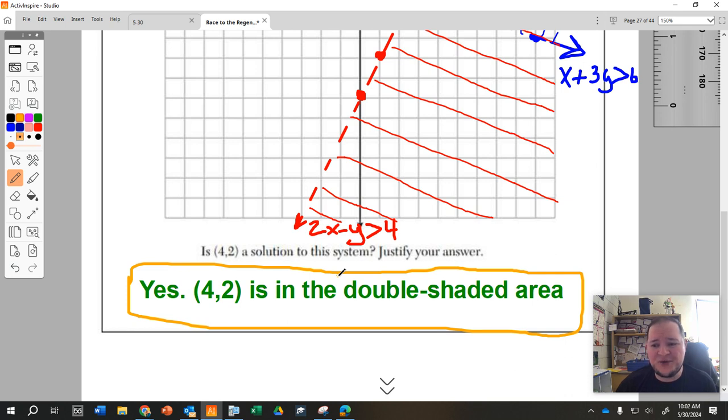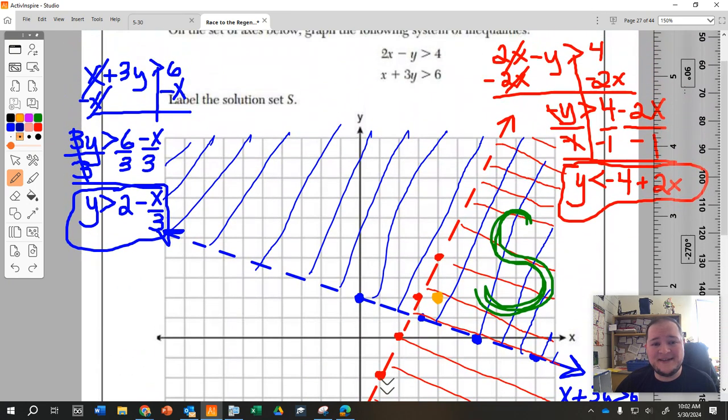Okay, 4-point Regents question right here. Not difficult, just took some time and being careful as I went, right? So there you go. System of inequalities. Oh, trying to move something around. And that's it.